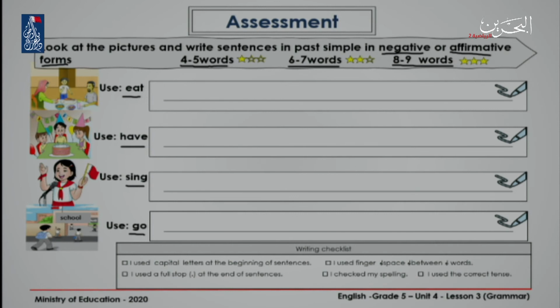Remember, before you start writing, you have to start your sentences with a capital letter. You have to end your sentences with a full stop. You have to leave space between words. Check your spelling and write using the correct grammar tense. You have 5 minutes. You can write your answers on your mini board. Start.